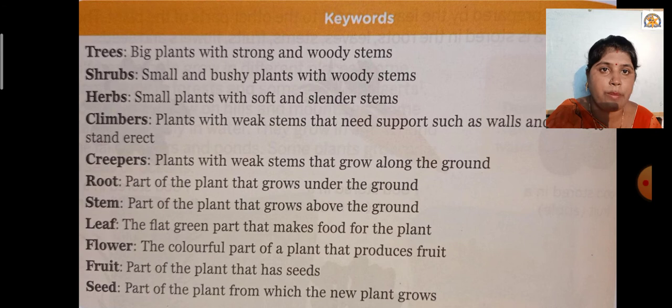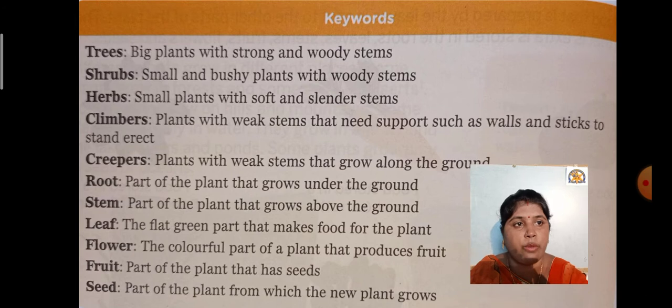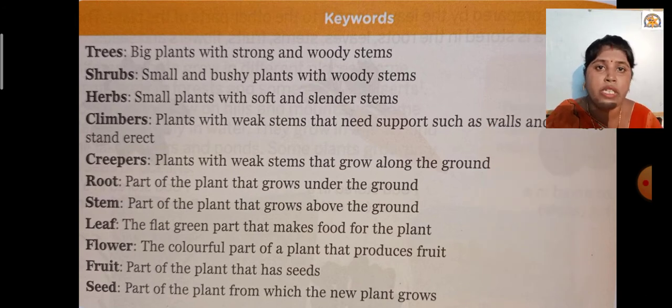Now what is meant by climbers? Plants with weak stems that need support such as walls, bamboo or sticks to stand erect, that is, to stand or grow straight and upright. Now creepers. What is meant by creepers? Plants with weak stems that grow along the ground are called creepers. Examples of creepers are muskmelon and watermelon. Examples of climbers are grapevine, pea plant, etc.